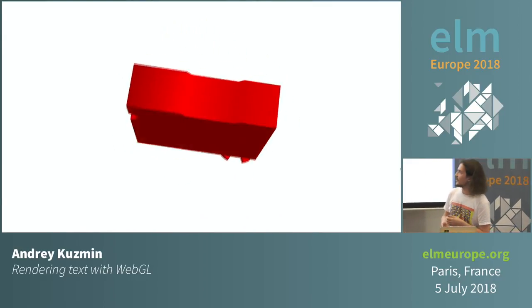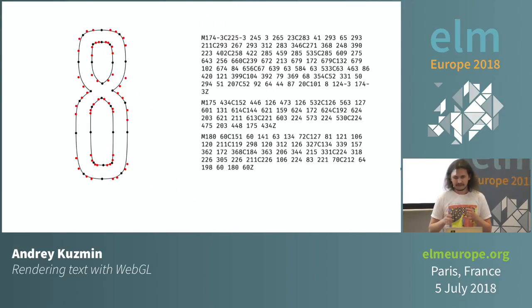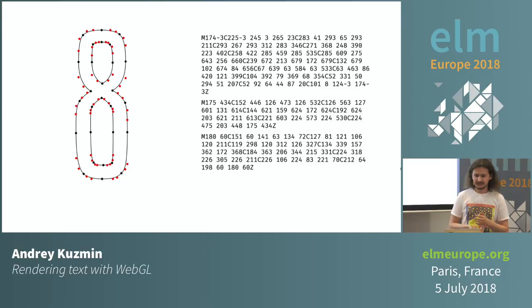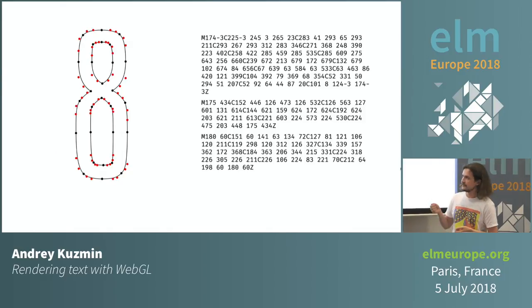So you may wonder how to do this sort of thing in Elm. OpenType.js does a lot of things for us. When we get information about the glyph, we have it as an SVG path. An SVG path specification is a list of commands that control the pen. One of such commands is move to coordinates, or draw a line to coordinates, or draw a Bezier curve.